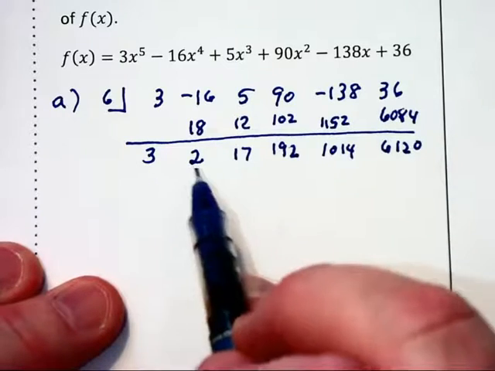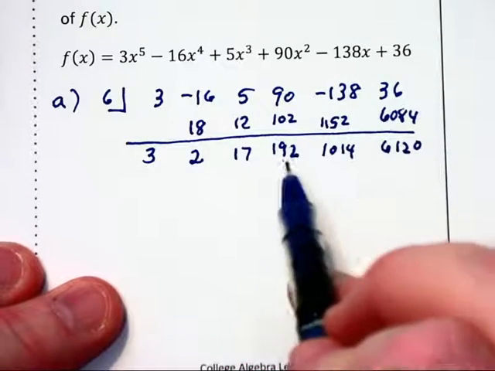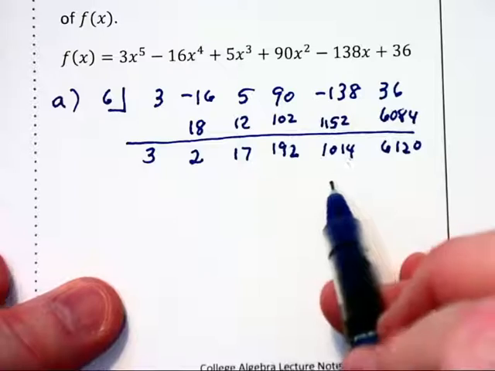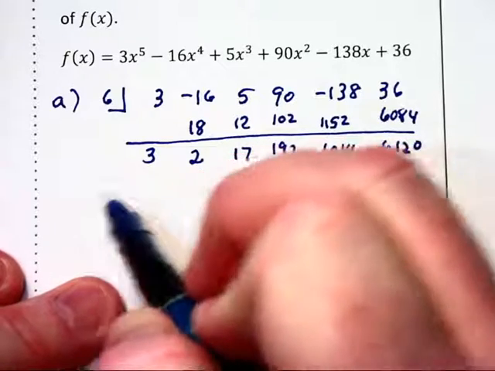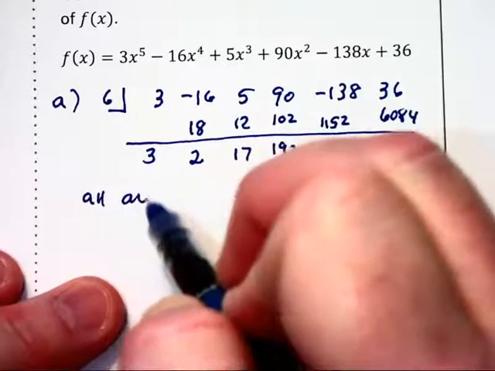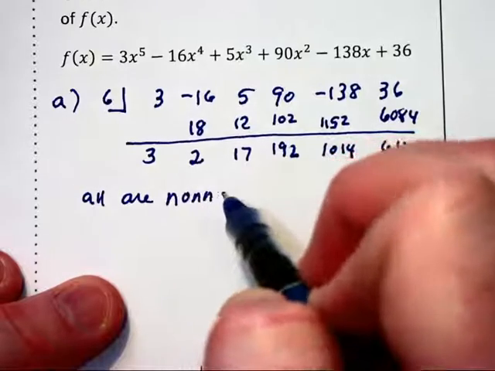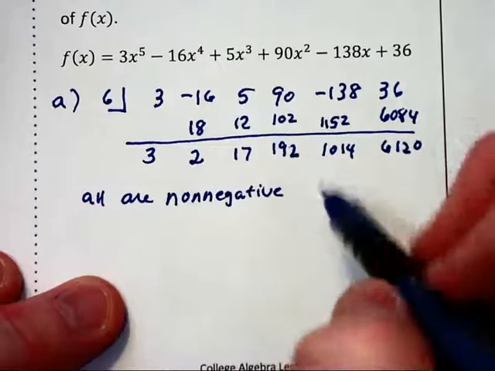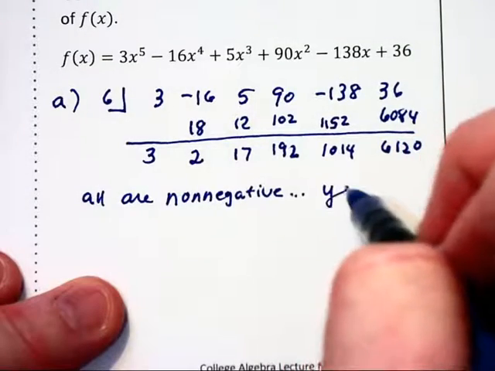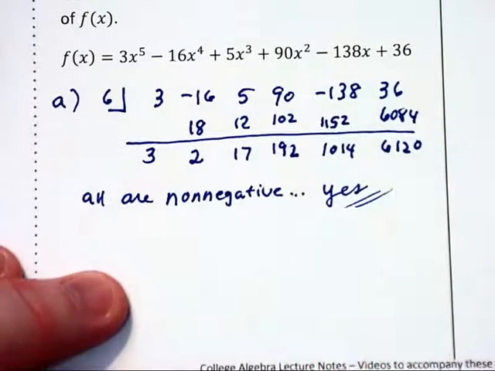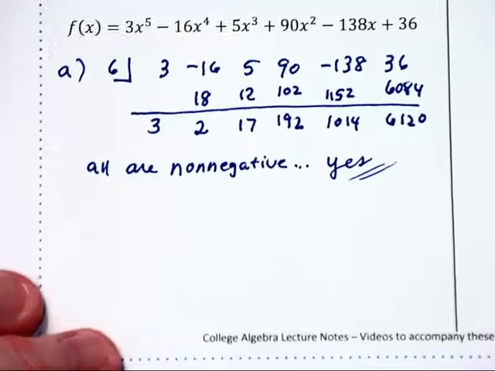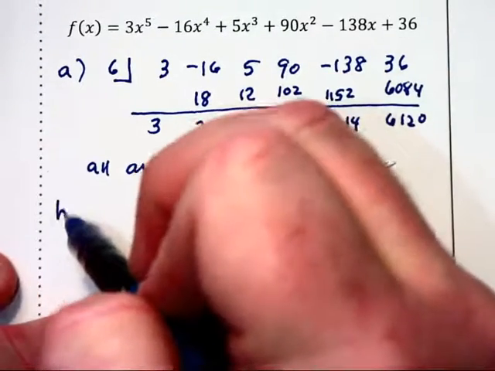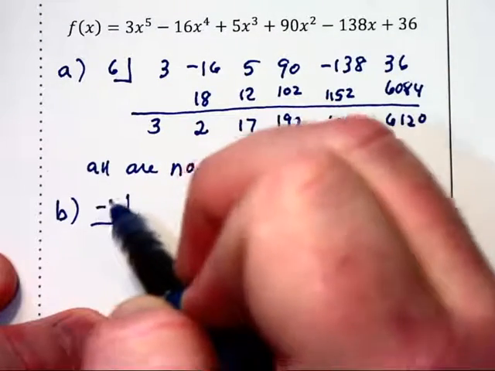Notice how all of the terms below, all the coefficients, are non-negative. So since all are non-negative, meaning we're allowed to have some zeros, we're just not allowed to have negatives, that means yes, 6 is an upper bound.